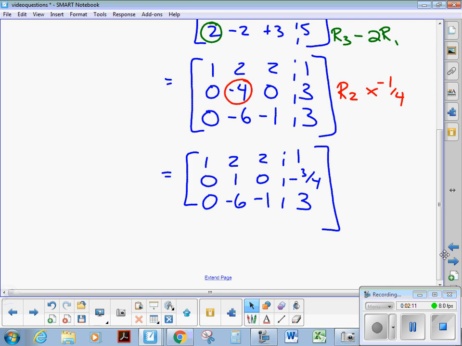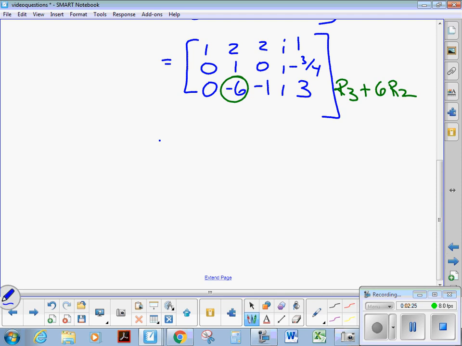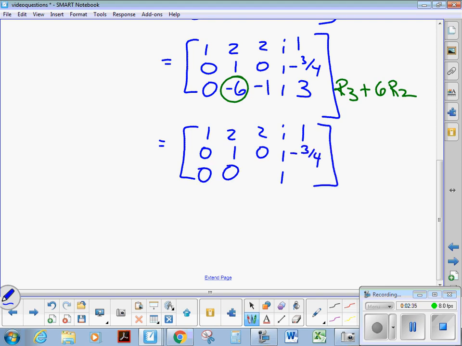So now I need this to be a 0. So I'm going to take row 3 and I'm going to add 6 row 2. All right. So give myself a little bit more space again. 1, 2, 2, 1. 0, 1, 0, negative 3/4. Again, fraction. 0, 0. Now the next thing here is the row above 0. So negative 1 plus 6 times 0 is 0, so it's negative 1.